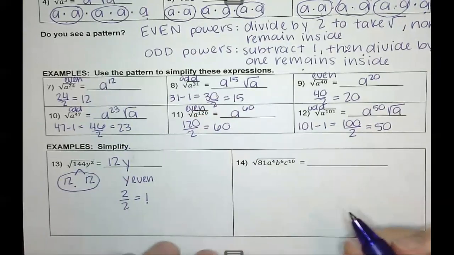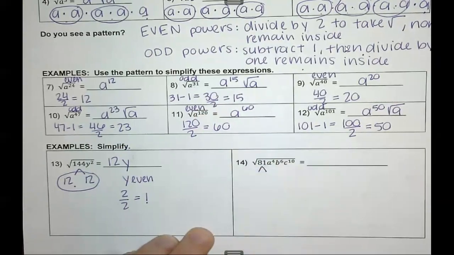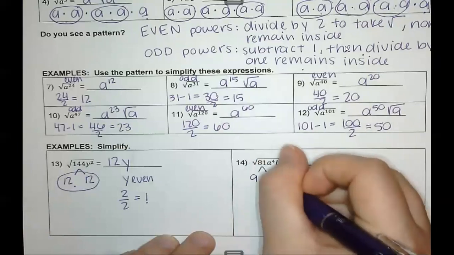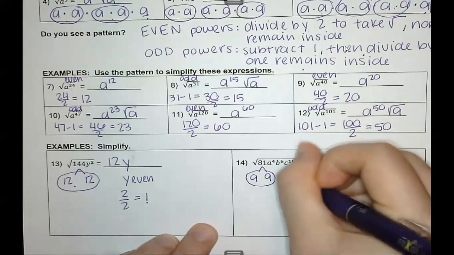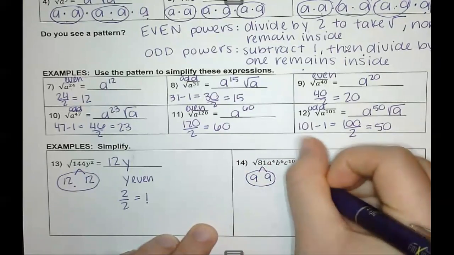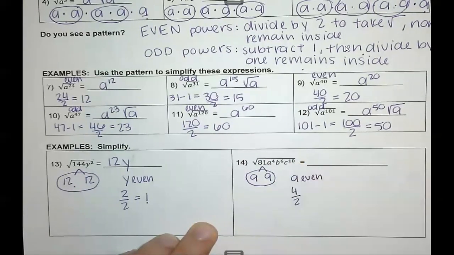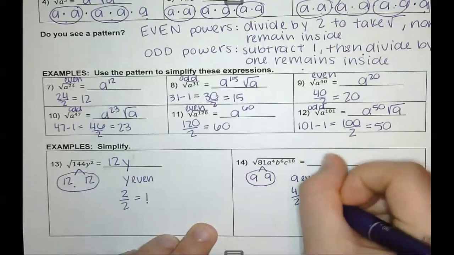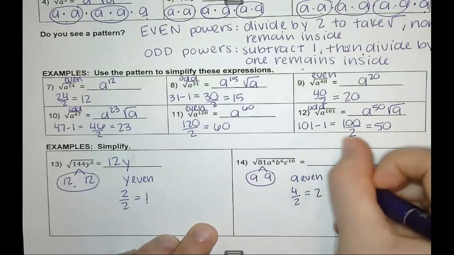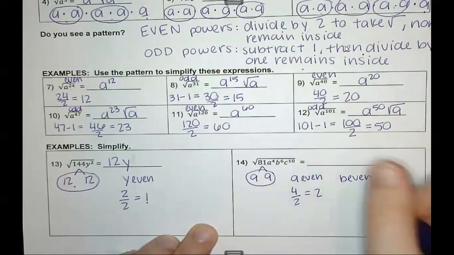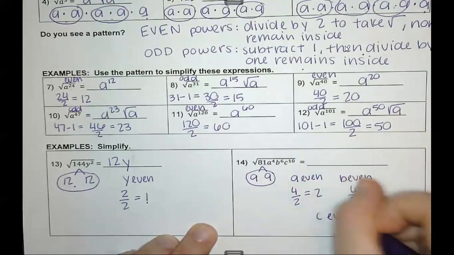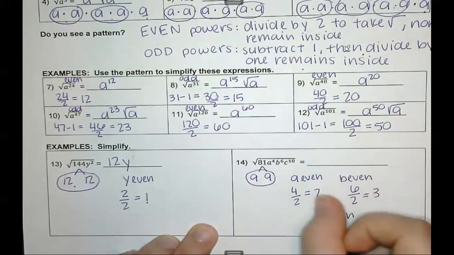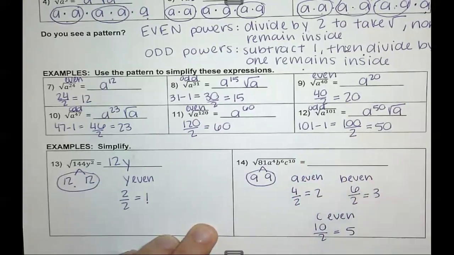All right, number 14. So we've got 81 for our number. 81 also has a perfect square root of 9. So I have my pair of 9s I'm going to get to pull out. For a, our exponent is 4, which is even. So all I need to do is divide by 2, and we get 2. For b, my exponent is also even. So I have an exponent of 6. We just divide by 2, and we get 3. And then c, also even. I take my exponent of 10 and divide by 2, and we get 5.